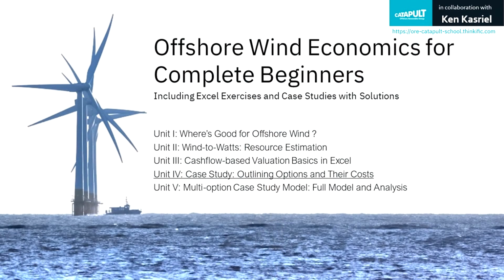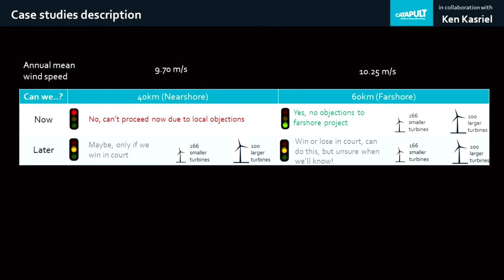Unit 4 veers away from generic economic concepts and coding with a return to offshore wind specifics. First, you'll get walked through the premises of our Unit 5 case study. For this and the other units, you can find more detail in a longer drill-down video on the course's public homepage. For now, at a high level, you're a developer trying to decide which, if any, of a number of options for development off the coast of a fictitious country make economic sense.